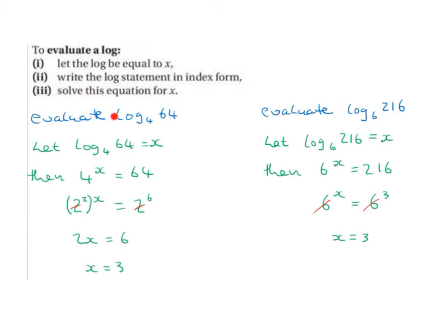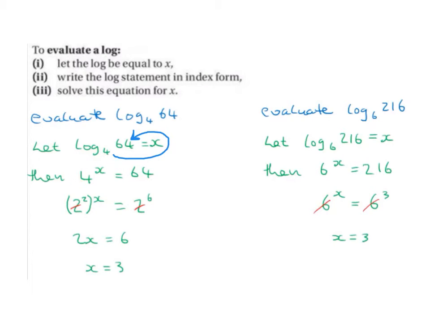Next example, evaluate log base 4 of 64. So again, we're going to let our log equal x. We're going to rewrite our log statement in index form, and again we're going to use our scorpion tail method. So starting at the base, we wrap our scorpion tail around the x, past the equals, and end up at the 64. So 4 to the power of x is equal to 64.